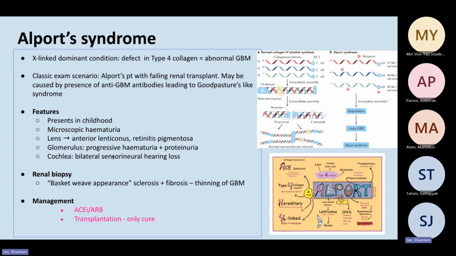In the glomerulus, they'll have progressive hematuria and proteinuria, and it also affects the cochlea, so they'll have bilateral sensorineural hearing loss. On renal biopsy, you have this classic basket weave appearance due to thinning of the glomerular basement membrane. And in terms of management, the only definitive cure is transplantation, but we can symptom manage using ACE inhibitors and ARBs. And I've just included this diagram because it contains information about the pathophysiology, the features, management, etc. So that'd be useful to go through in your own time.